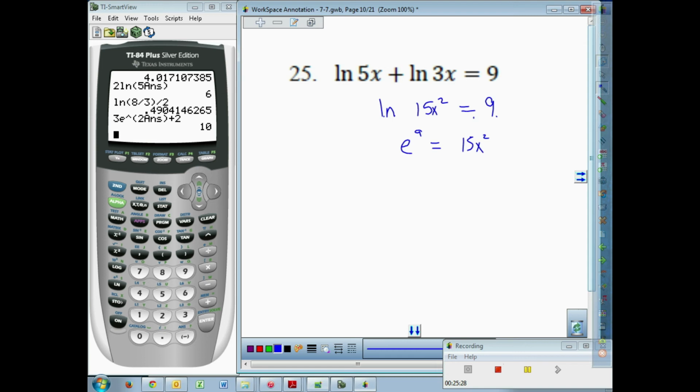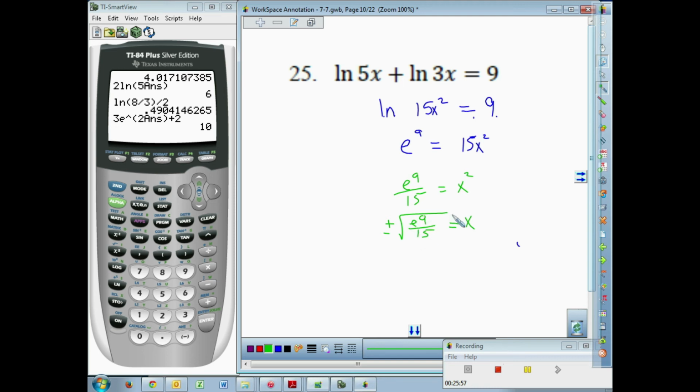Yeah, it's x squared, but what should we do first? What do you want to do first? Divide by 15 first. e to the 9th over 15 equals x squared. Rock and roll? Now that x squared is by itself, what do you do? x equals plus or minus the square root of e to the 9th over 15.